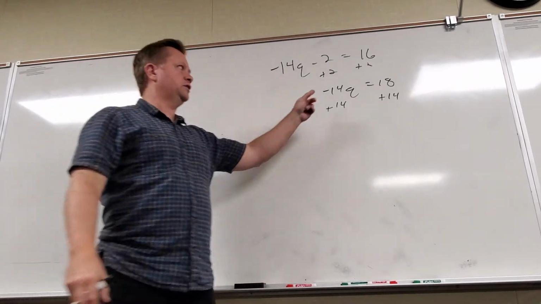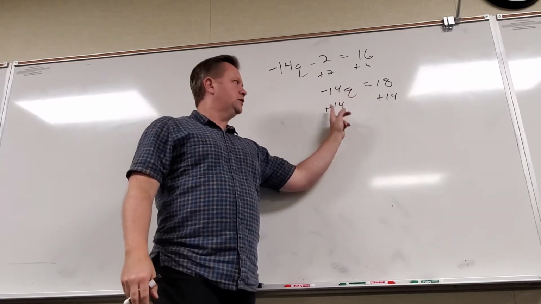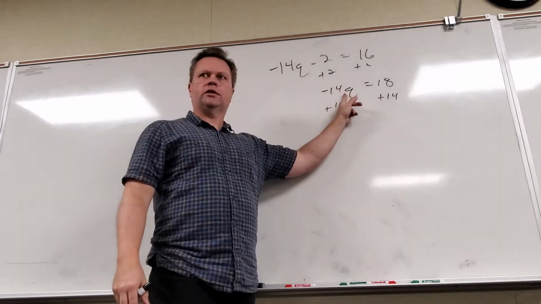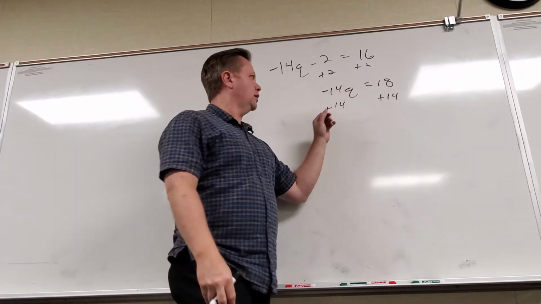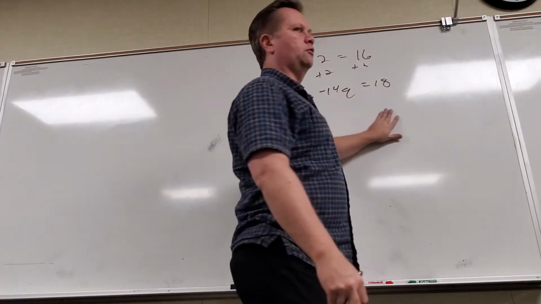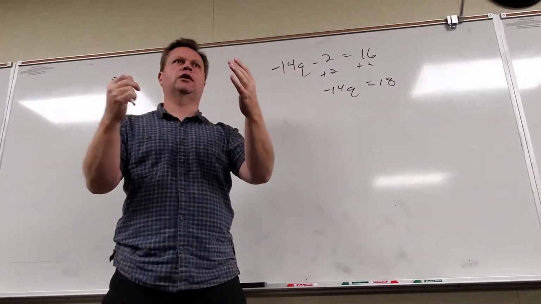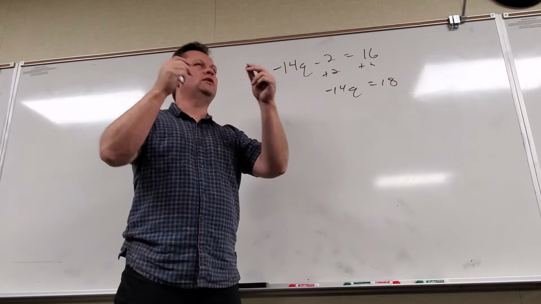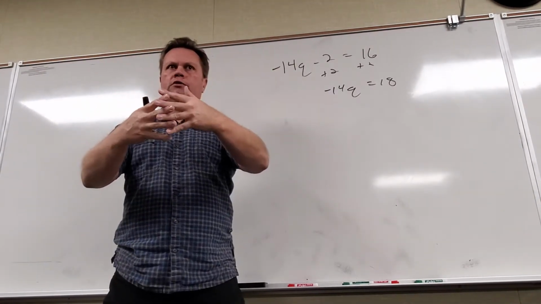But that's not negative 14. That's negative 14 times Q. So addition cannot cancel multiplication. That won't ever work. That's why I keep saying it's the operation that you're actually trying to cancel. That's the only time something can cancel, if two different operations are working.